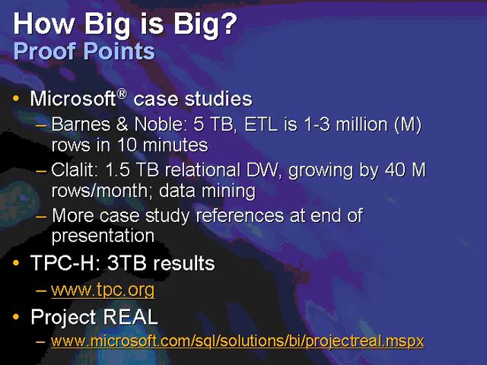10 minutes for 1 to 3 million rows fits within most windows of what we can tolerate on the ETL process. A second really interesting case study is, I should have checked the pronunciation, Quaylet. Quaylet is a health services organization. Their data warehouse is smaller than Barnes & Noble. It's only 1.5 terabytes, but it's growing by 40 million rows a month.